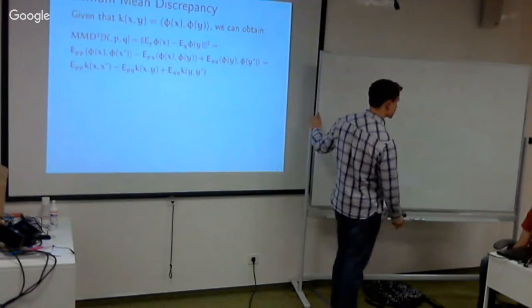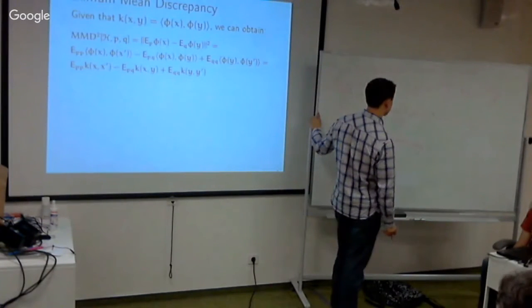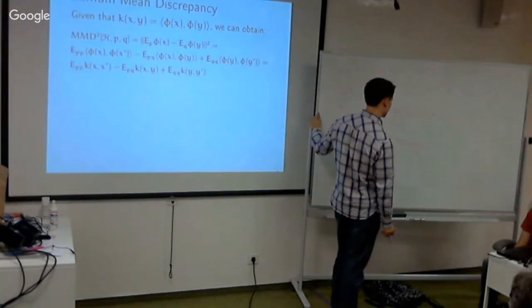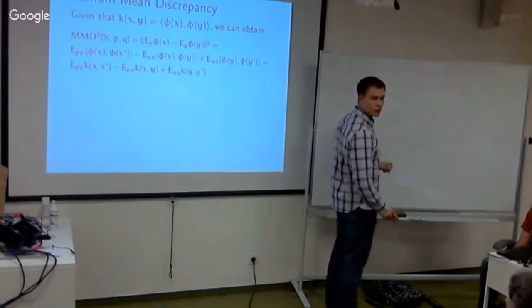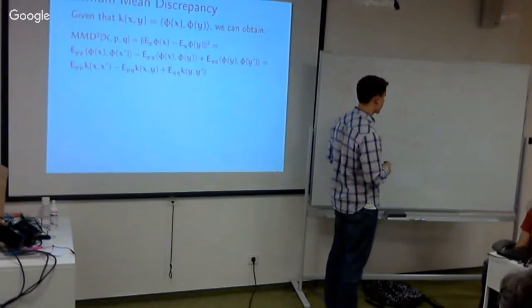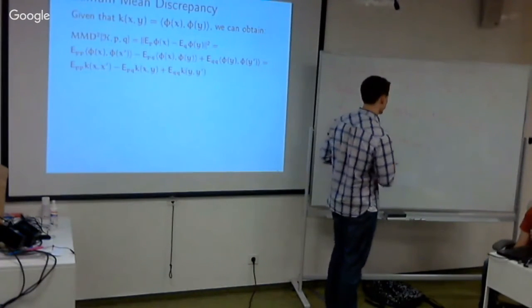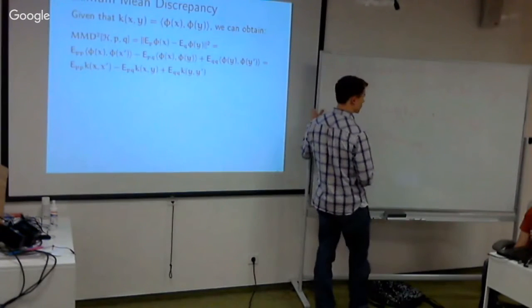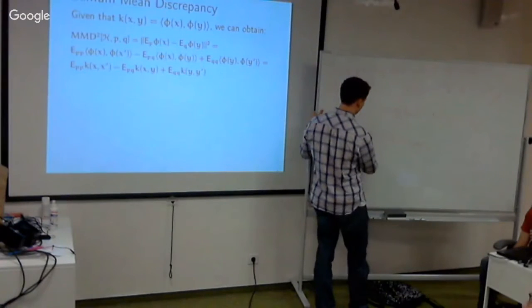Yeah. With respect to what do you take the expectation? Is it the distribution of S, or X? Or X, yes. F doesn't depend on X. So we can rewrite the whole expression under the supremum as the product between F and the difference of the expectations.